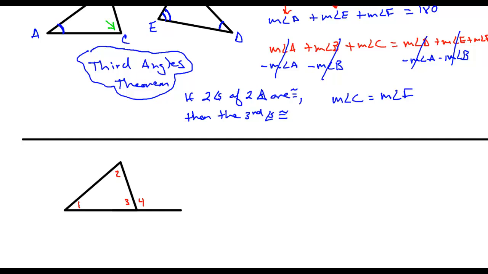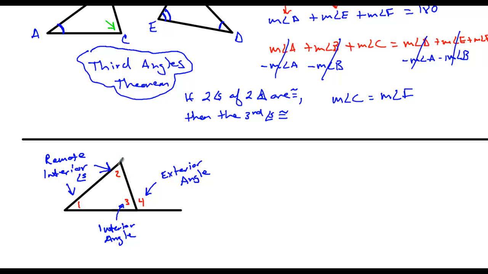Now, a vocabulary word that you really need to know is that angle 1 and angle 2 are called remote interior angles. And the reason they're called remote interior angles is because they are on the opposite side of the triangle, or away from this exterior angle. This angle right here, angle 3, is just called an interior angle.